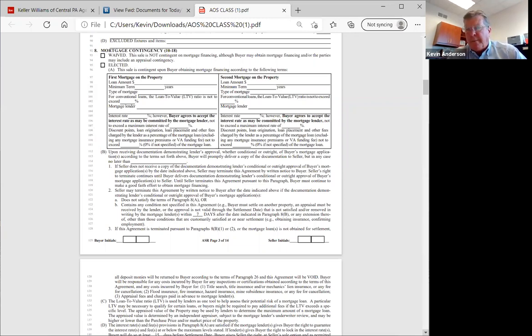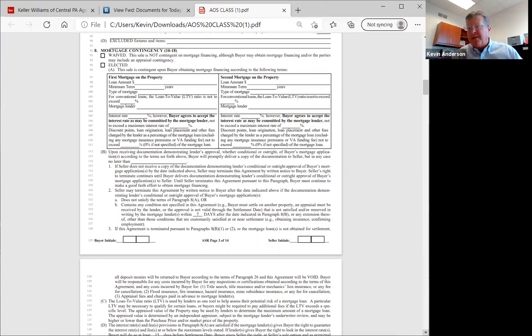Buyer must settle on another property, an appraisal must be received by the lender, or the approval is not valid through the settlement date. That is not satisfied and or removed in writing within 7 days after the date they received those conditions in the mortgage commitment. So that's something I don't pay attention to in a contract or transaction that I follow. Okay, I got a mortgage commitment, I'm happy. Look at the conditions, nothing really weird in there, I'm okay. But the seller has the right to terminate it if those conditions aren't met in 7 days from receipt.